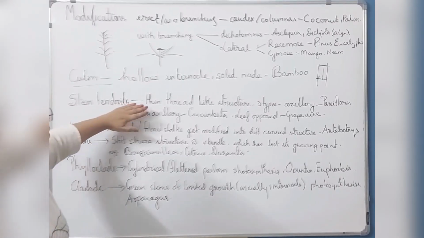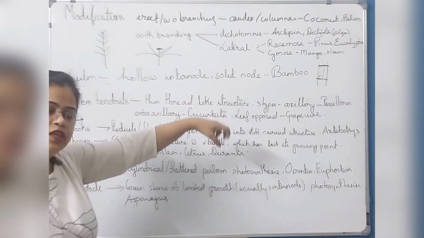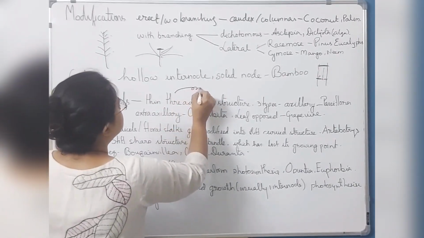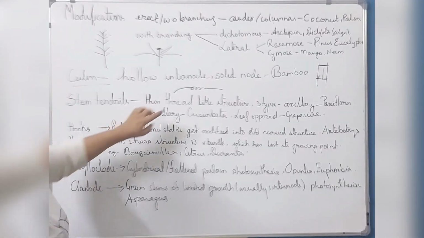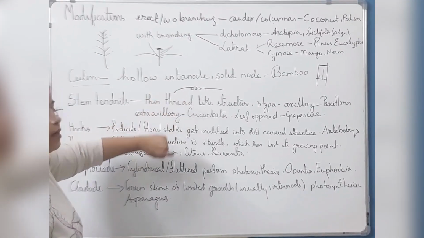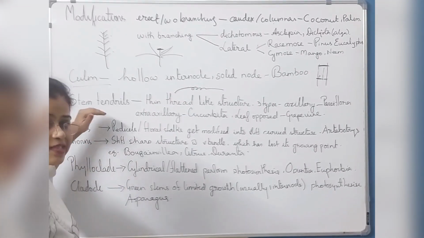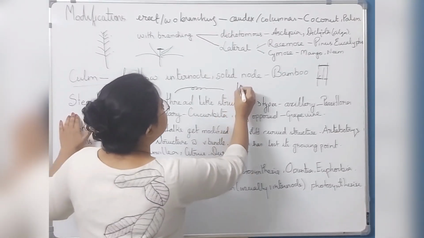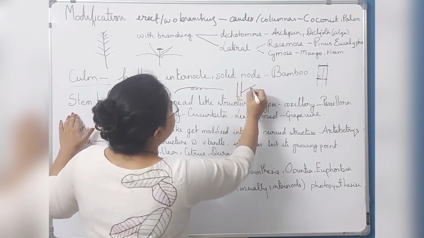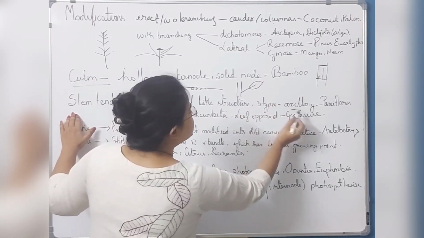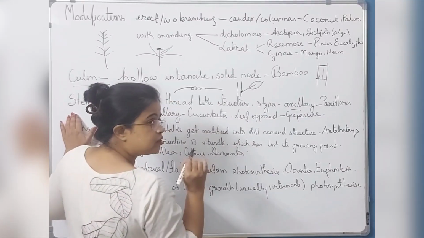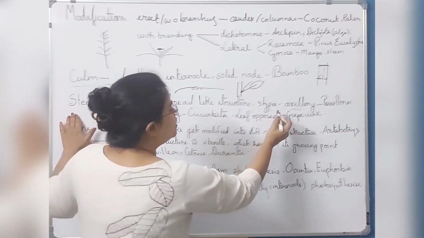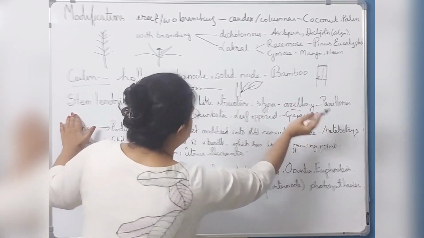What are tendrils? Tendrils are thin thread-like structures which coil around, right? This is a tendril. It can be a modification of a stem or of a leaf. Here we are looking at stem tendrils. And they are of three types, depending on where they arise. This is the stem, this is the leaf, right? Axillary: here there is a bud, which is called the axillary bud. It can get modified into a tendril, as seen in Passiflora.